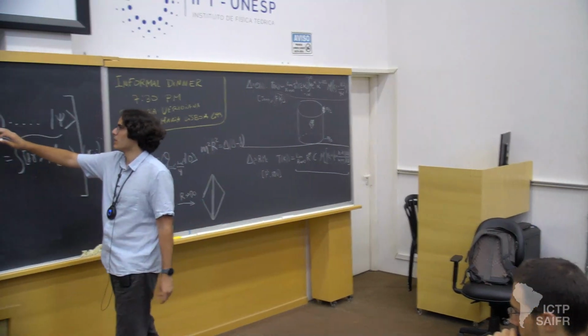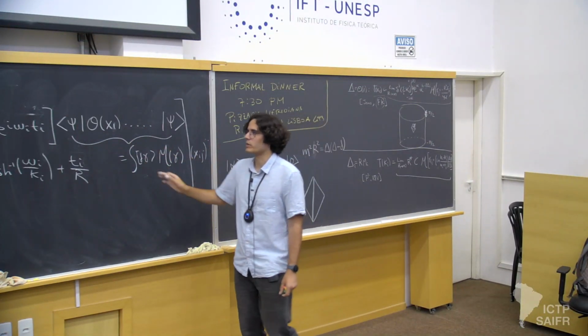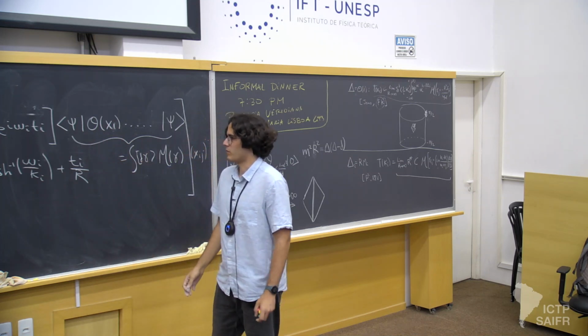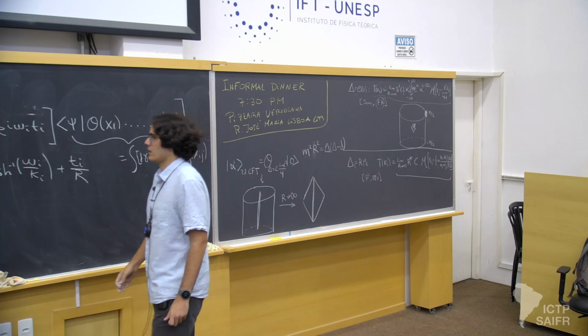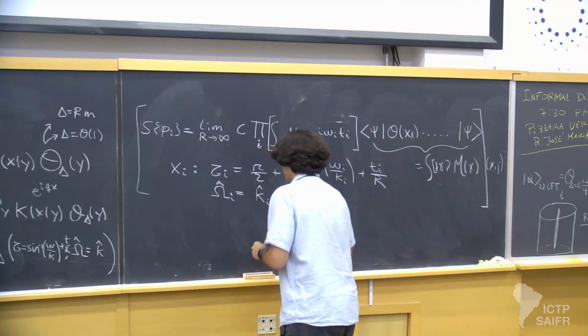So I could choose a bunch of these guys to be massless and a bunch of other ones to be massive, and I could try to obtain the S-matrix amplitude of some mixed process between massless and massive particles, which I think is interesting and should be understood a bit better. All right, so okay, I have given you a formula.